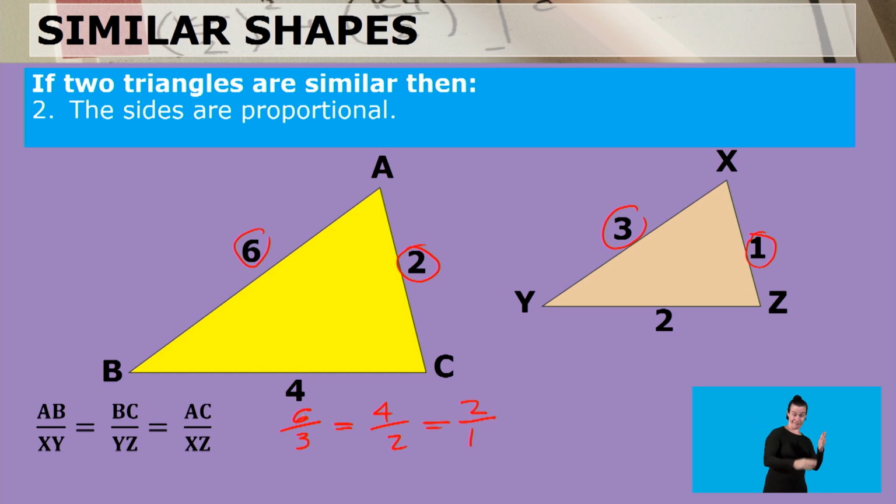So 6 divided by 3 gives us 2. 4 divided by 2 gives us 2. And 2 divided by 1 gives us 2. And that ratio then shows that these sides are proportional.